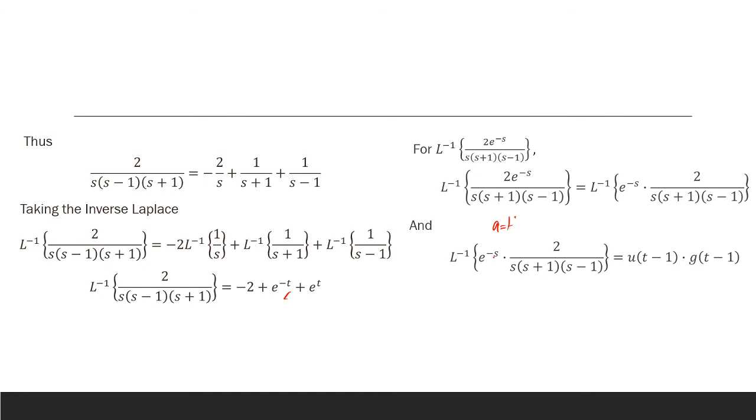So, kung meron na tayong ganito, we can express the inverse Laplace of this expression as u of t minus 1 times g of t minus 1. But we have to find g of t in order for us to get g of t minus 1. So, to find g of t, we need to get the inverse Laplace of our g of s. In this case, ang g of s natin is this term.